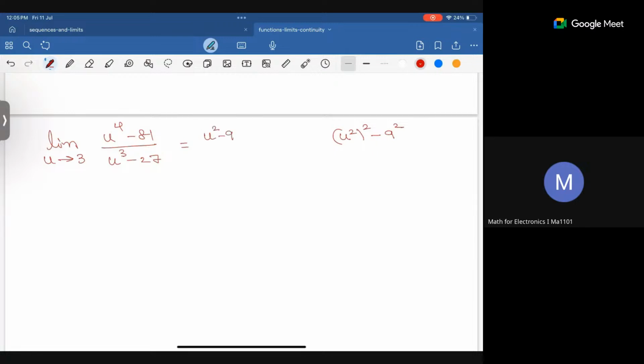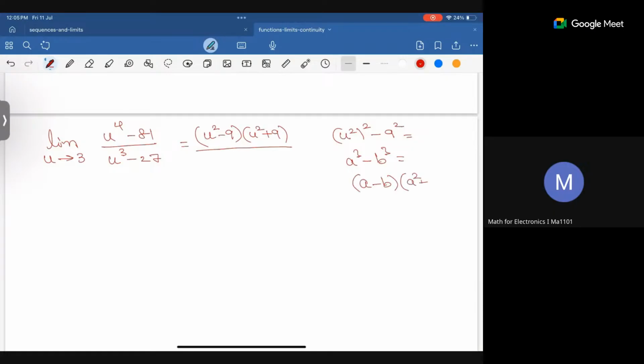(u square minus 9) into (u square plus 9), because a square minus b square is (a minus b) into (a plus b). And the denominator also is the a cube minus b cube formula. If I have to factorize it, it will just be (a minus b) into (a square plus ab plus b square). If I use that formula, I will get (u minus 3) into (u square plus 3u plus 9). Again, u square minus 9 is in the form of a square minus b square.